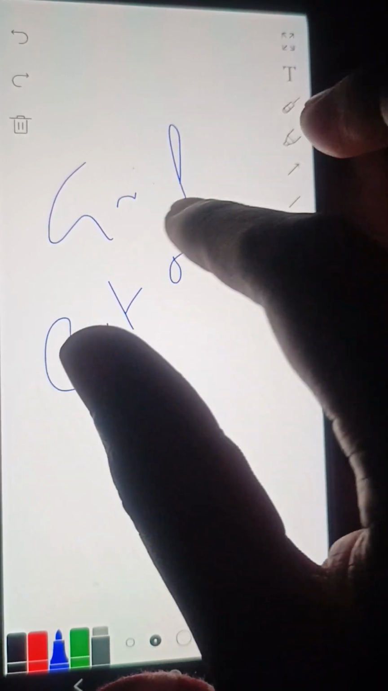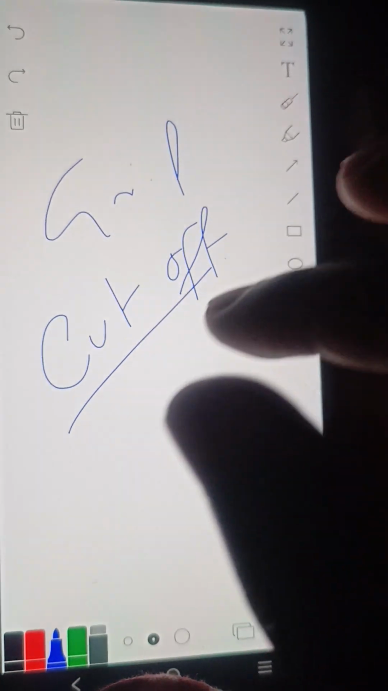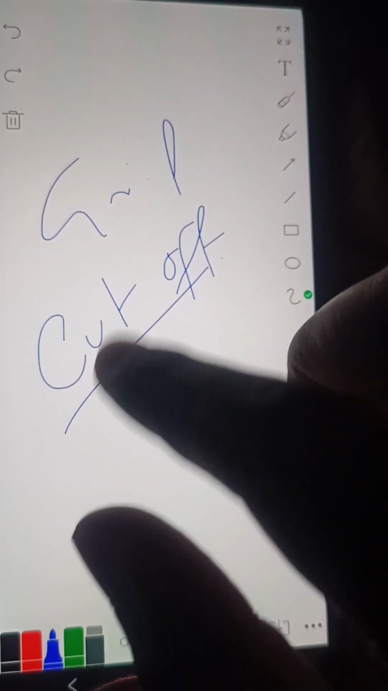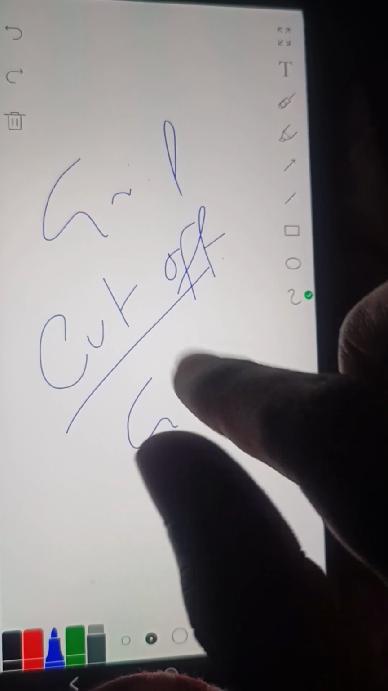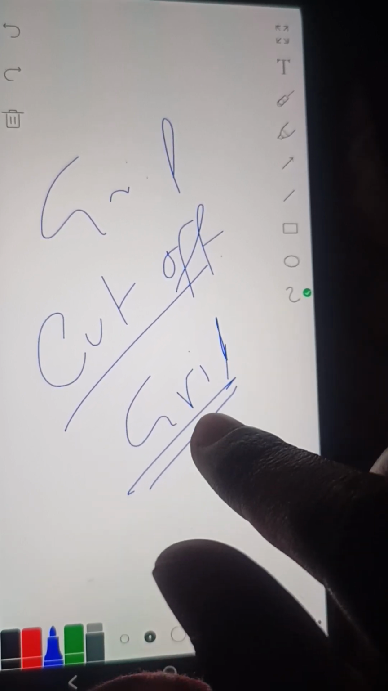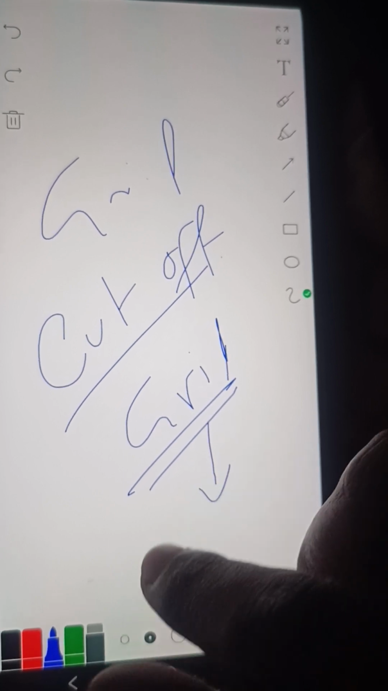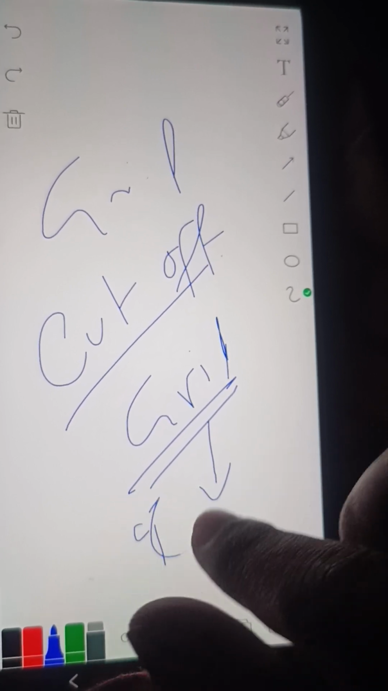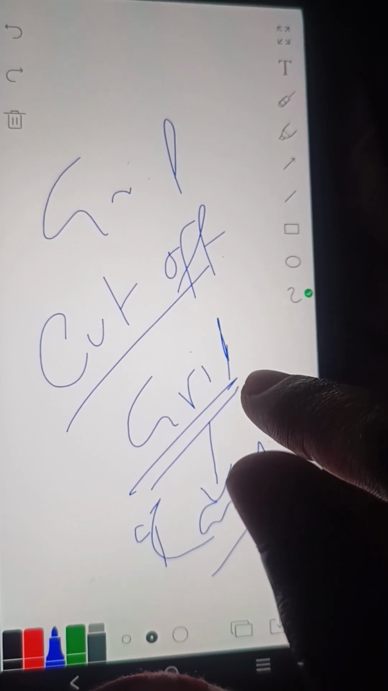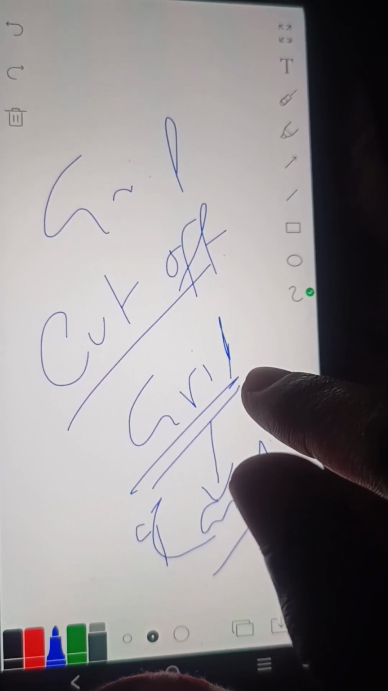Now there is a point called grid cutoff. What is grid cutoff? Grid cutoff means when you use a grid and it is wrongly used, then the beam will not reach the cassette properly and the film will be deformed. That is called grid cutoff.